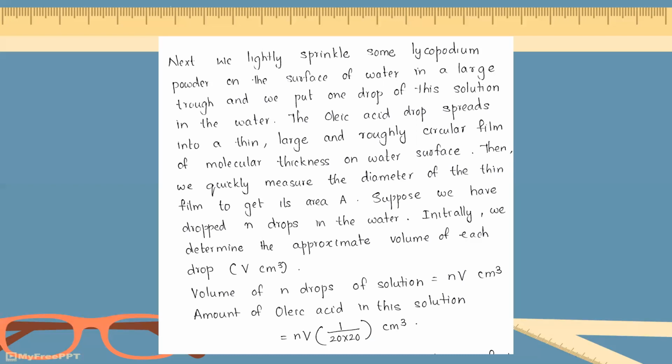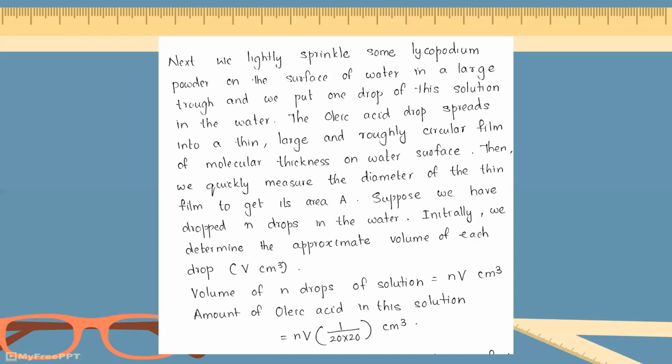Once again I repeat, if capital V is the volume of one drop, then 5 drops will have 5 into V. 6 drops will have 6 into V. And 7 drops will have 7 into V. In the same way, if one drop has a volume of V, then n drops will have a volume of n into V. Volume of n drops of solution is equal to nV centimeter cube.